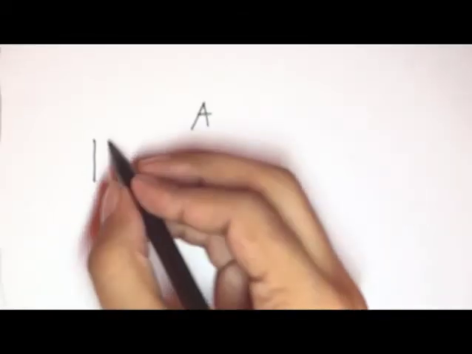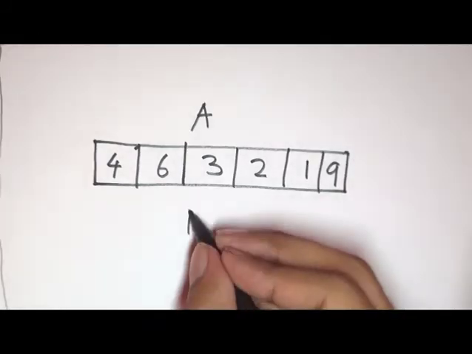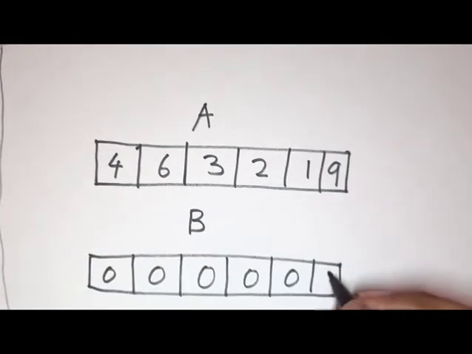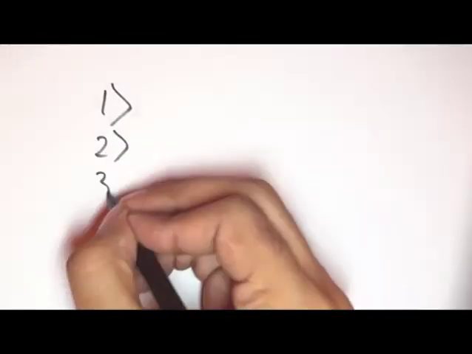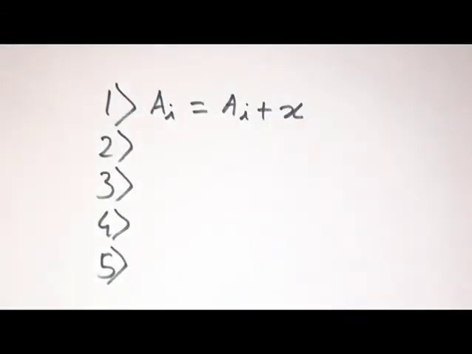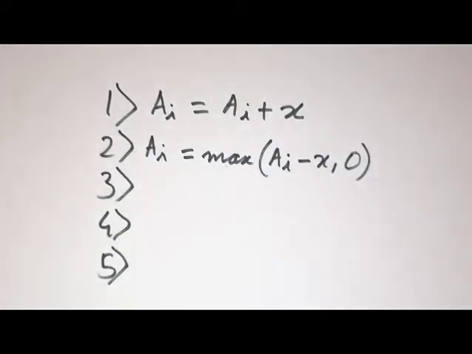Let's say we are given two arrays of size n, A which contains the original elements and B which has only zeros. And after each query, Bi becomes max of Ai and Bi. There are 5 queries now. First, given x, add x to all elements in that interval. Second, given x, change all elements in the interval to max of ai minus x and 0. Third, given x, change all elements in the interval to x.